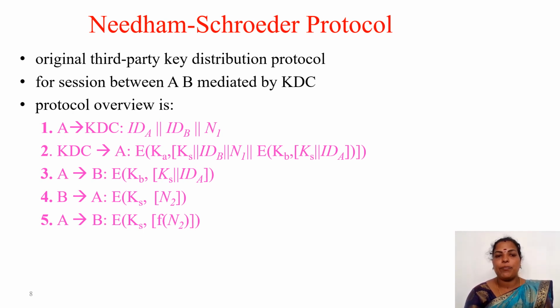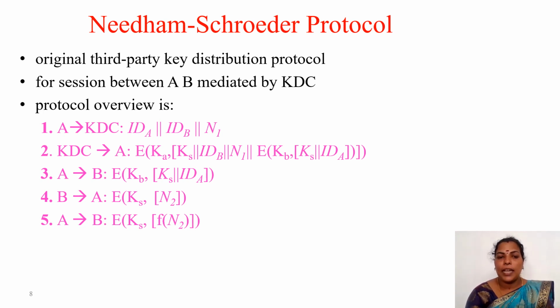Then the KDC sends to A the encryption under KA of KS combined with IDB, because A is communicating with B, so IDB concatenated with the nonce N1. Then the encryption under KB of KS, that is the shared secret key, concatenated with the ID of A. So A sends to the KDC, then the KDC to A, then A sends to B, then B to A, and A to B.